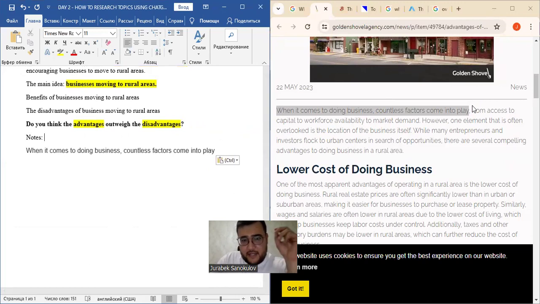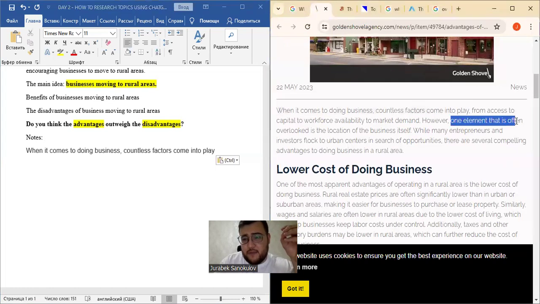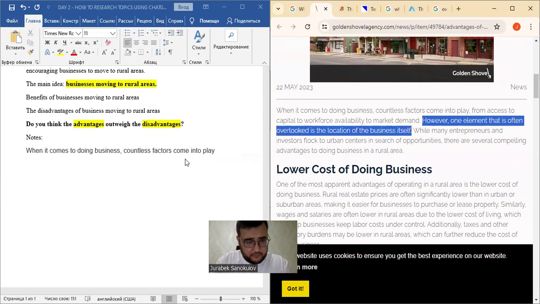Next one, from access to capital to workforce availability to market demand. I mean, these are nice chunks of language. However, one element that's often overlooked is the location of the business itself. Overlook means to ignore. Okay, I would copy this sentence as well.